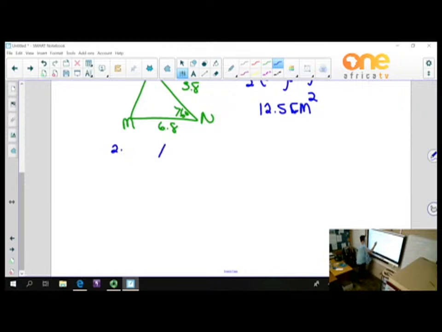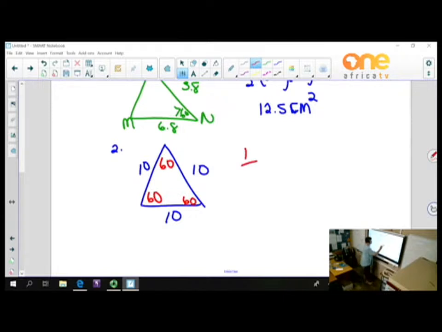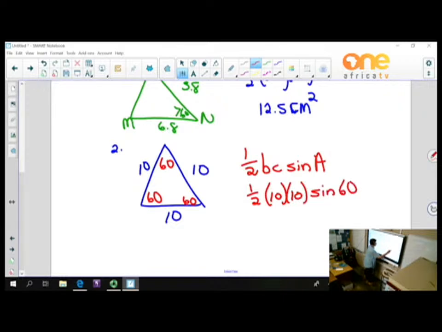Find the area of an equilateral triangle. Again, I'm drawing the picture, 10 centimeters. What do we know about the angles of an equilateral triangle? We know that they are all 60 degrees. So I can still use my formula, half BC sine A. So it's then a half of 10 times 10 times sine 60 degrees. You just press the calculator there. I got 43.3 square centimeters.